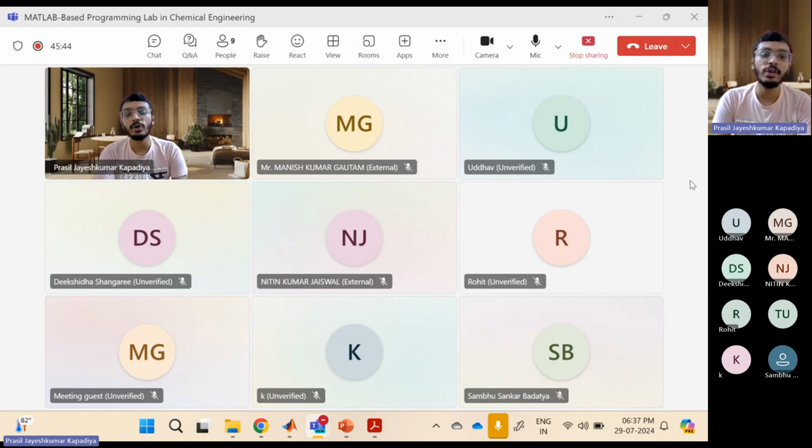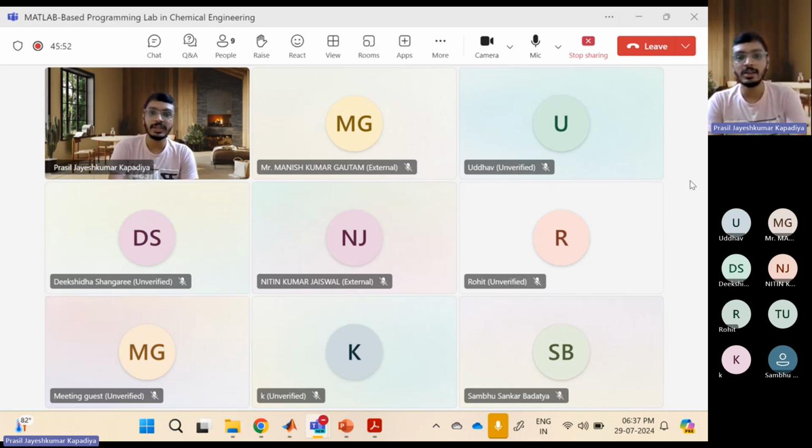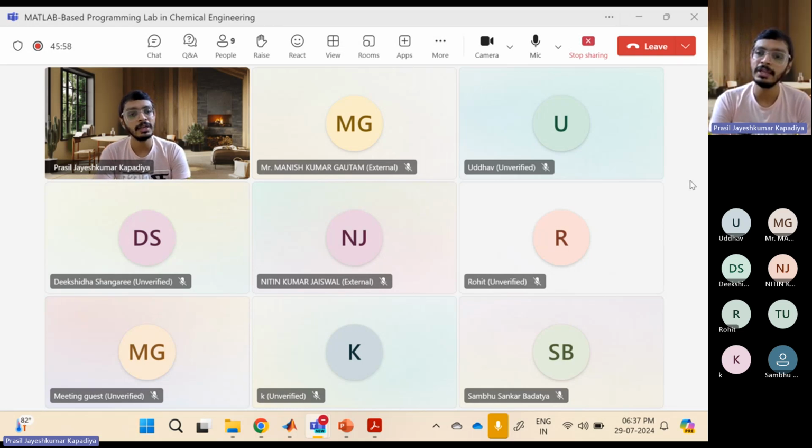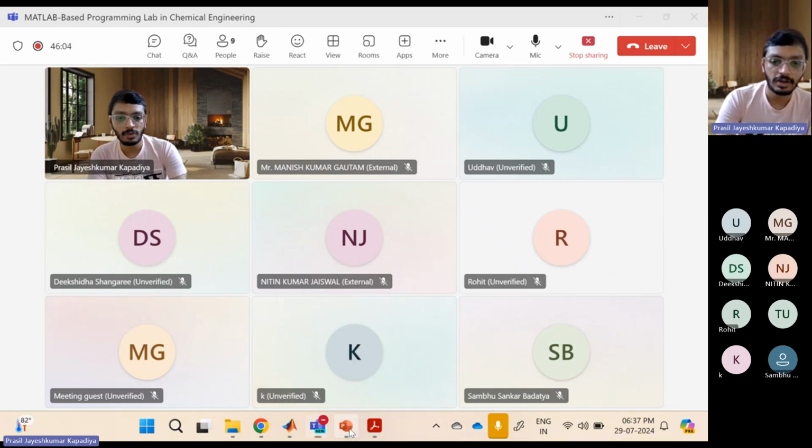PX diagram. Then I can plot TX diagram. And I can plot XY equilibrium relations, right? So these are chemical engineering applications. Plotting is not specific to chemical engineering. We can plot anything, but as we are talking about chemical engineering perspective, that's why I'm willing to know some chemical engineering examples. So these all are correct.